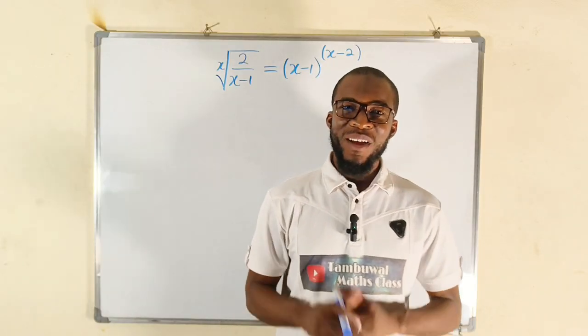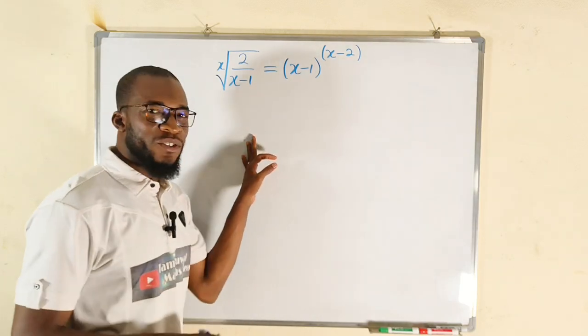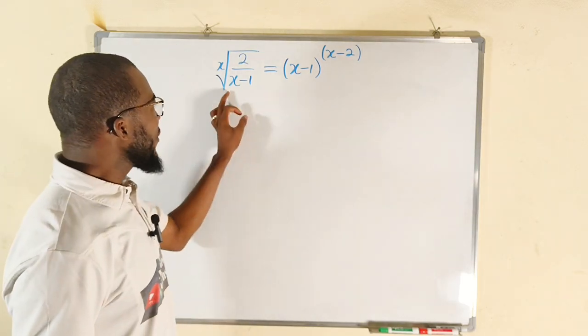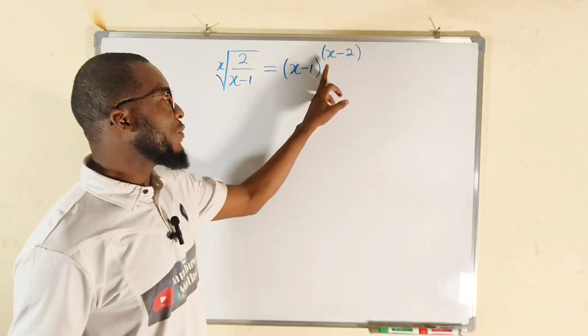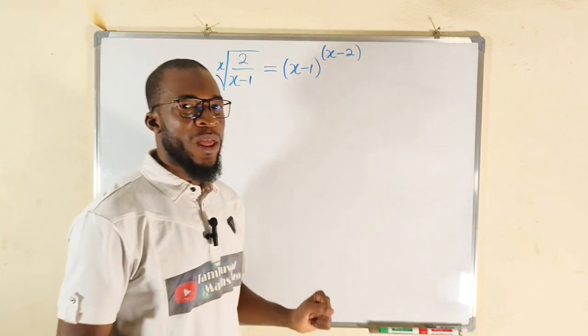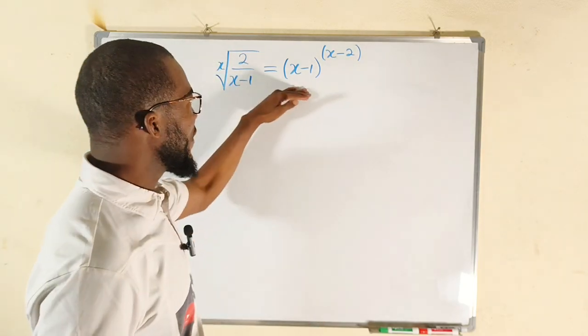Hello, good day viewers. In this tutorial, we are going to find a solution to this interesting exponential equation: the x-th root of 2 divided by x minus 1 equals x minus 1 raised to the power of x minus 2. And we are looking for that real value or values of x that can satisfy this equation.